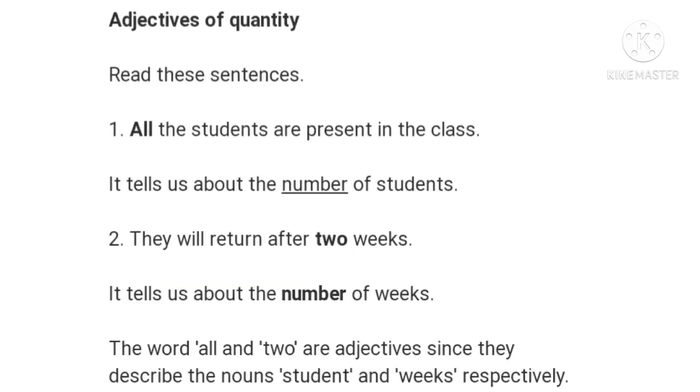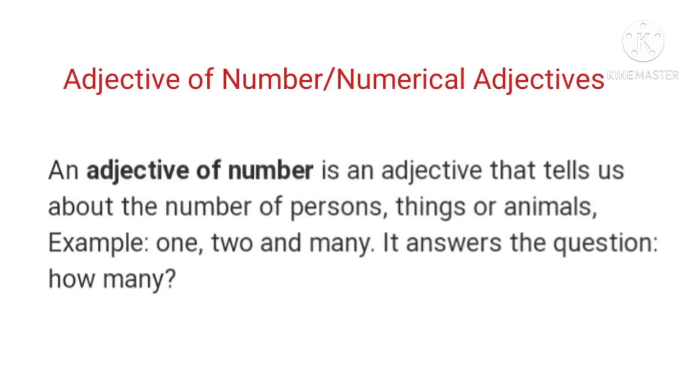Or another example, let's take, all the students are present in the class. So it tells us about the number of students, all. They will return after 2 weeks. So it tells us about the number of weeks. So here all and 2 are the adjectives because they describe the nouns students and weeks respectively. Now again an adjective, next one is adjective of number.